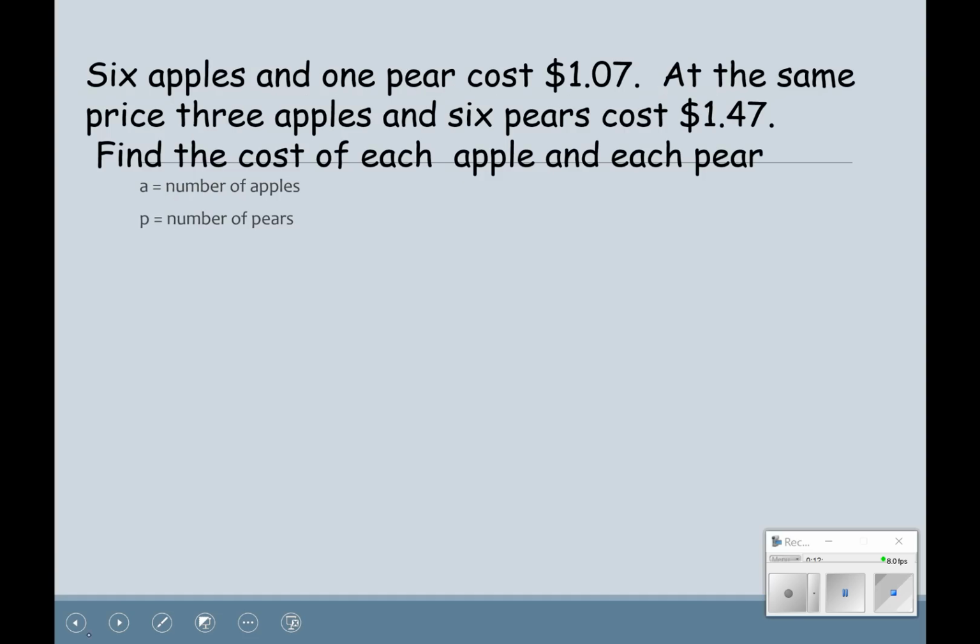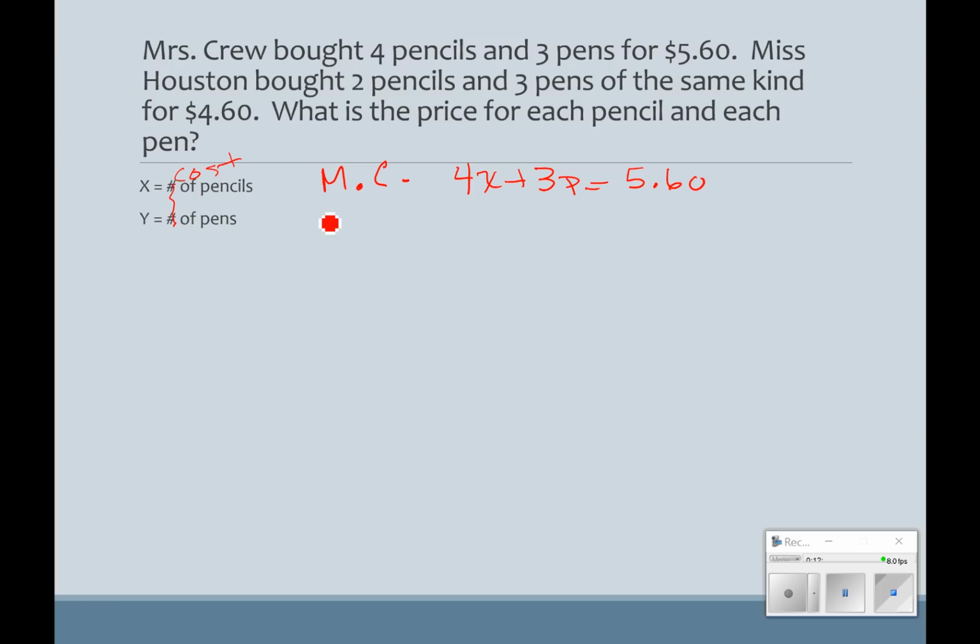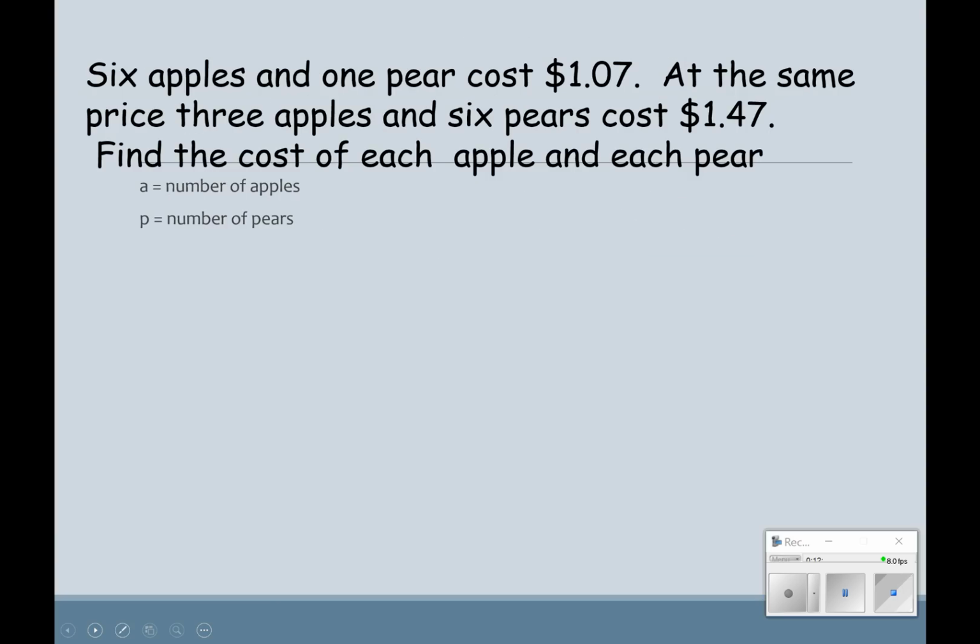And then Mrs. Houston bought 2 pencils and 3 pens, and it cost her $4.60. For this equation, I would probably just subtract, because that's going to make it a lot easier, because it'll cancel out the pens. You know how to solve it. Go ahead and solve it. I'm not worried about you guys solving it right now. I'm worried about the equations.